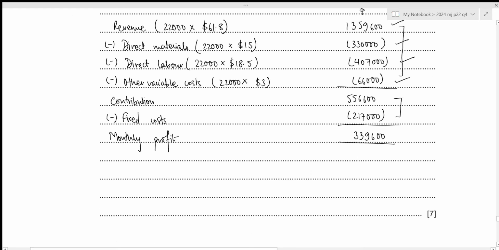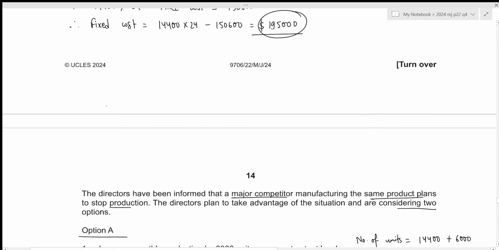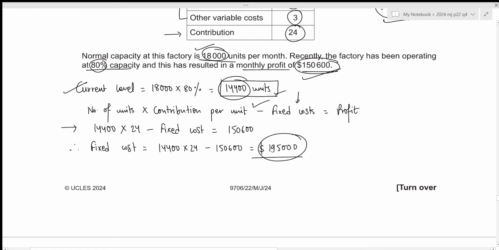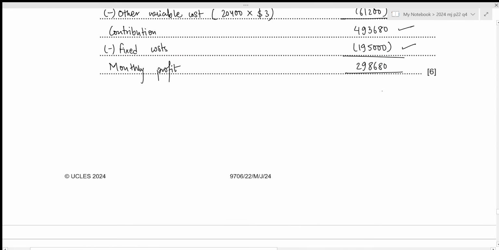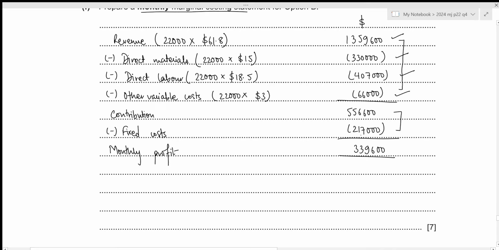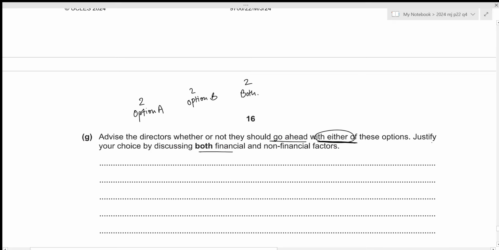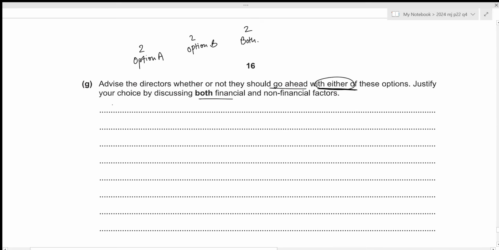So let's start by comparing the profits. For the current level, we have a profit of 150,600. For option A, we got the profit of 298,680, which is higher than the current level. And for option B, we got the profit of 339,600, which is higher than the current level as well as option A.